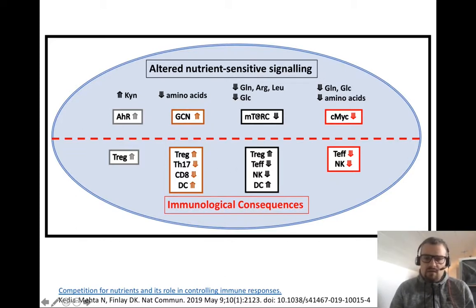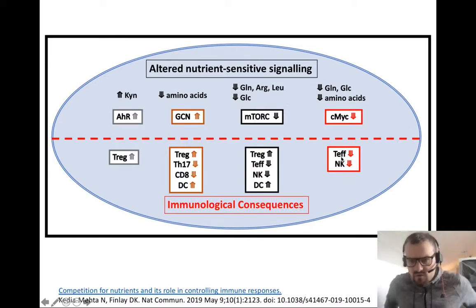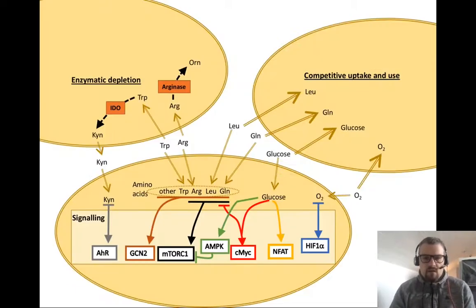mTOR has described roles in most immune cells at some level, but it's particularly known that turning off mTORC1 will lead to Treg differentiation and inhibit effector T cells, inhibit NK cells, although also promote some of the pro-inflammatory functions of dendritic cells. And MYC, again, we know MYC is very important in T cell differentiation and function and NK cells. So there are immunological consequences for altering nutrient levels in the immune microenvironment. So this is the kind of final picture we have here.